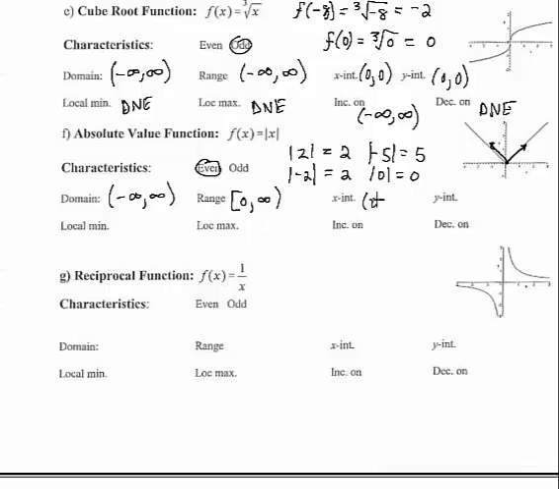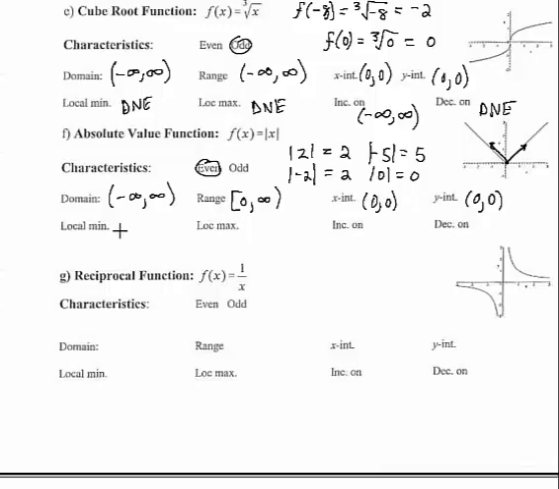X-intercept, you may be tired of seeing this, is the origin. The absolute value function passes through the origin. As I show here, if I insert a 0 for x, my output y would also be 0. So it does pass through the origin, and that serves as the x and y intercept.